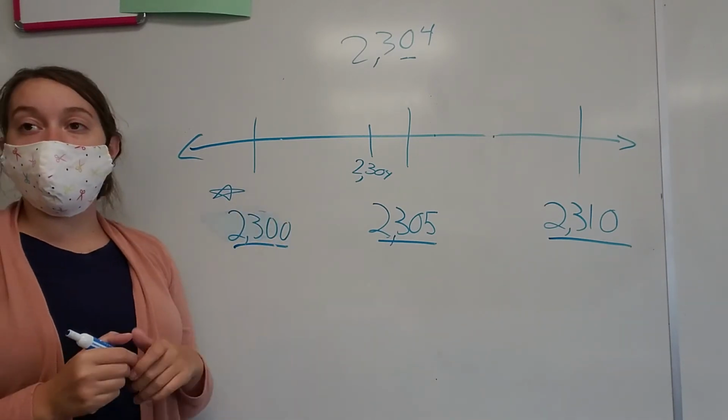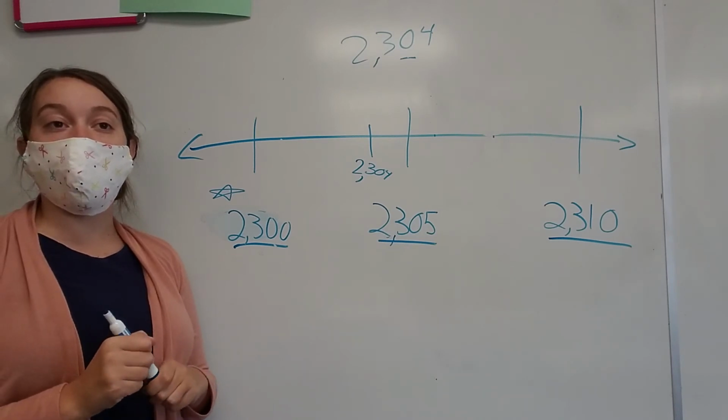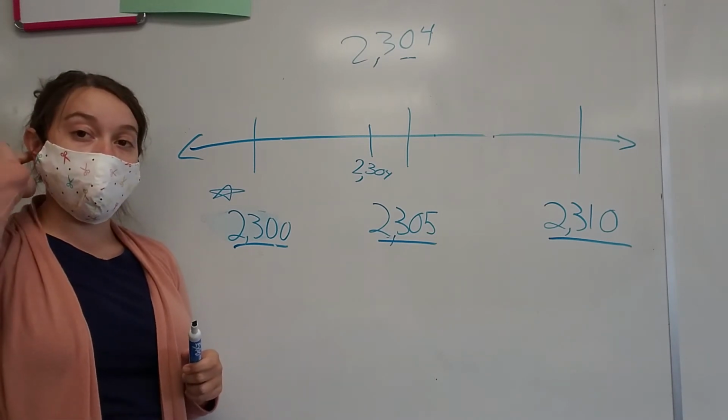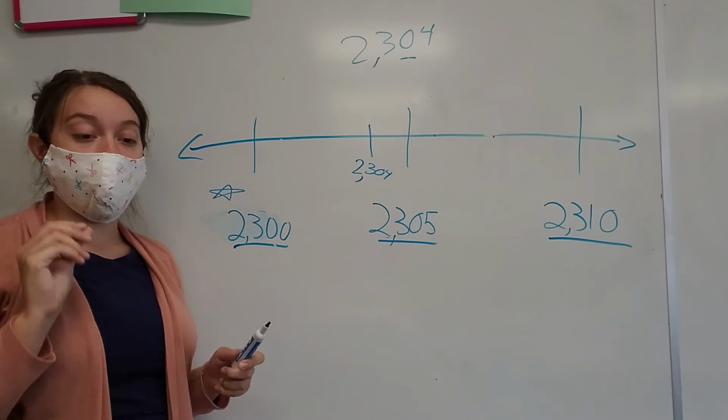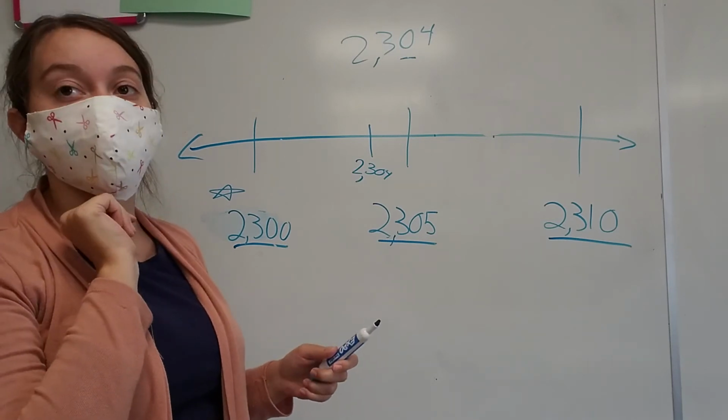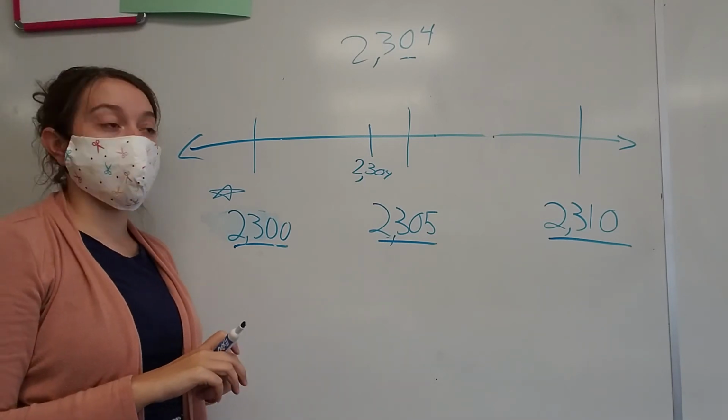Everyone understand that? This is just a way that you can see it on a number line. Keegan? No, we're on number 3 still. This was just going over it. Okay?